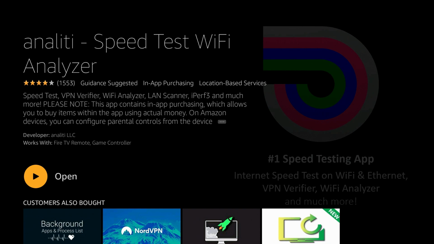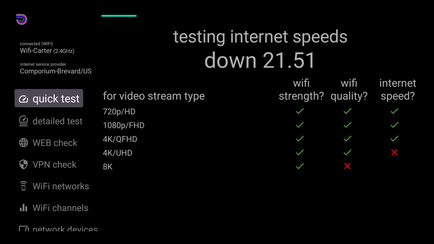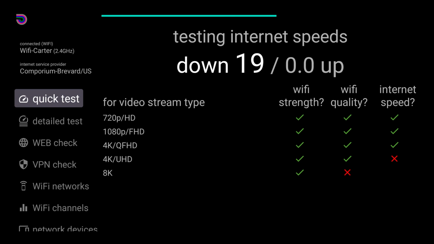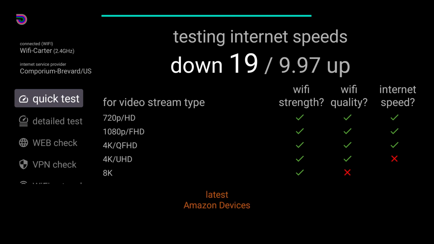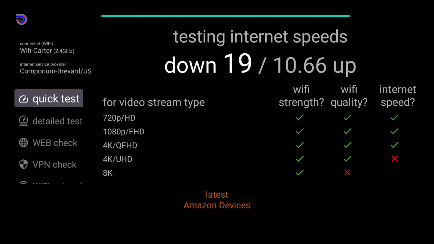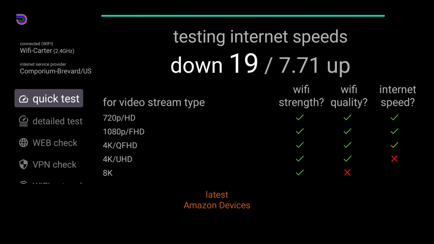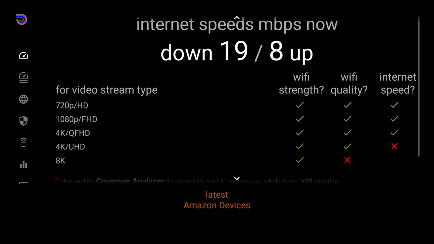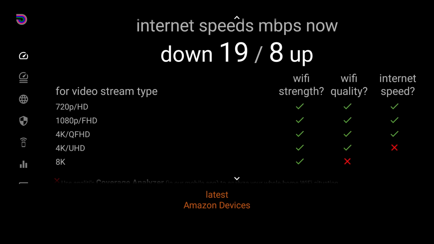Alright, so I'm going to go ahead and open this up. It's done installing and downloading. Alright, and I just want to do a quick test. It looks like it's already doing an internet speed test. Wi-Fi signal strength. It gives you the stream qualities that your internet speed can produce: 720, 1080, 4K, 8K, and so forth. Right now it looks like I'm doing 19 down and 8 up, and it gives us that speed test immediately. Internet speed megabits down 19, which is average.